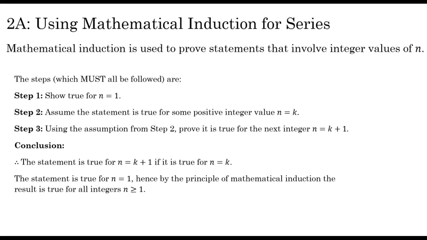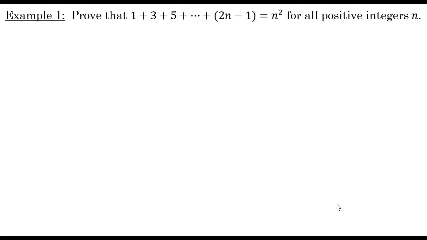Now, that's a lot of talk without an example so far. I think it's really important that we jump in there. So, here's our first example. We want to prove that the sum of these odd numbers, up to 2n minus 1, which will of course be an odd number, is equal to n squared for all positive integers n. So, we're going to start at n equals 1 and show that it's true for all values of n equals 1, 2, 3, 4, and so on.